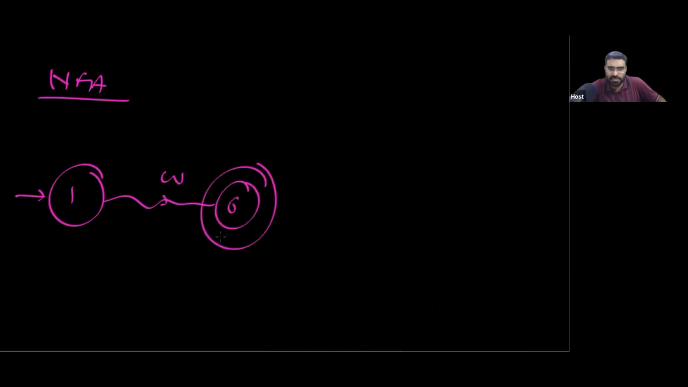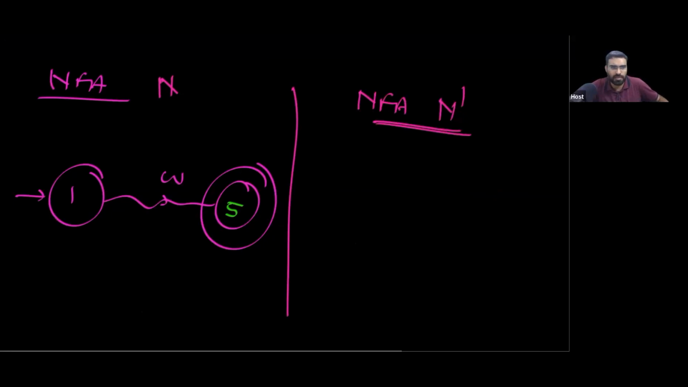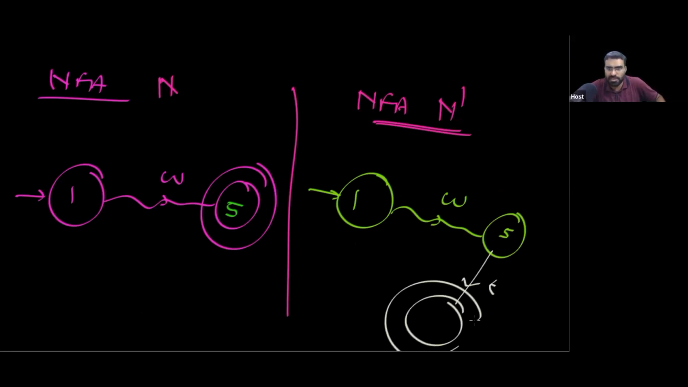In this previous NFA, let's assume W is accepted like this. Okay, W is accepted like this. Then in the new NFA, how will W be accepted? In the previous NFA, W is accepted like this. In the new NFA, W will be accepted like this: you will go to 5 and then you will make a null move to state number 7.